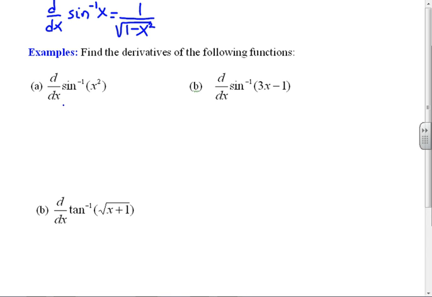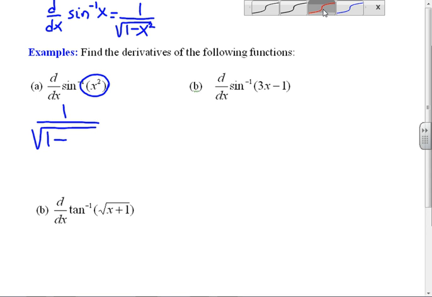So this is 1 over the square root of 1 minus, and this is what I have to put in for my x. So what's it going to be? x squared to the what power? Yeah. Times the derivative of the inside function, which is? This is the easy part. What's the derivative of x squared? 2x. And we will not simplify or anything. We'll just leave it. Even if you do this wrong, we'll get it right, because that's x to the fourth.